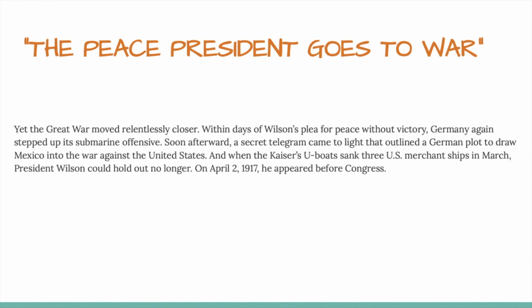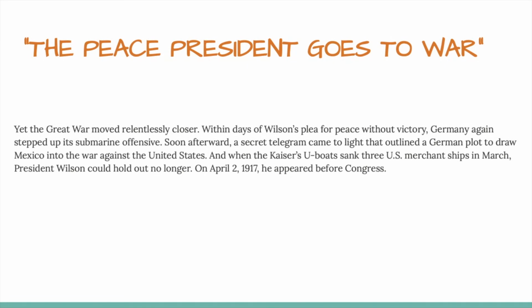So the last one is, yet the Great War moved relentlessly closer. Within days of Wilson's plea for peace without victory, Germany again stepped up its submarine offensive. Soon afterward, a secret telegram came to light that outlined a German plot to draw Mexico into the war against the United States. When the Kaiser's U-boats sank 3 U.S. merchant ships in March, President Wilson could hold out no longer. On April 2nd, 1917, he appeared before Congress. So again, main event in this paragraph, and then come back, okay?